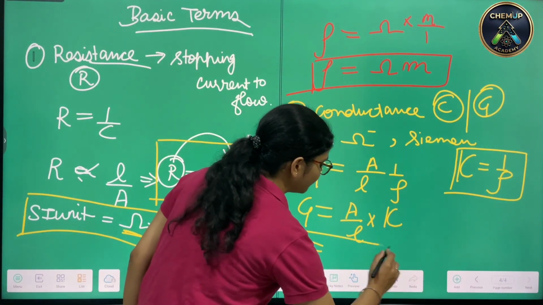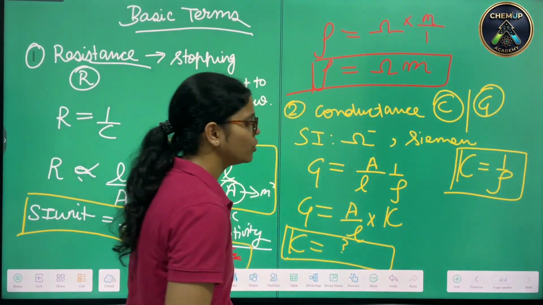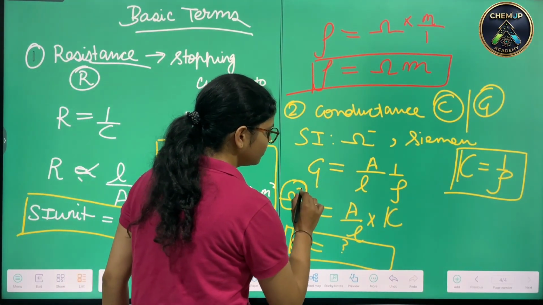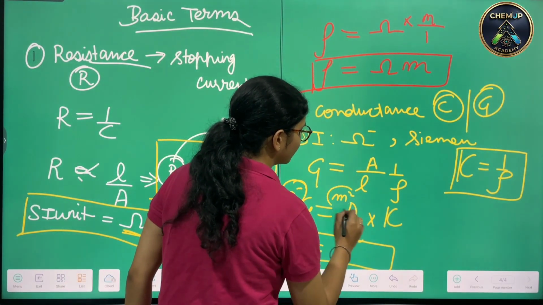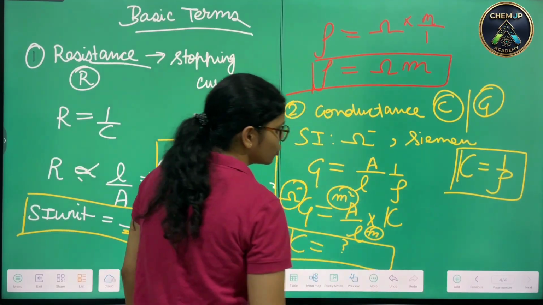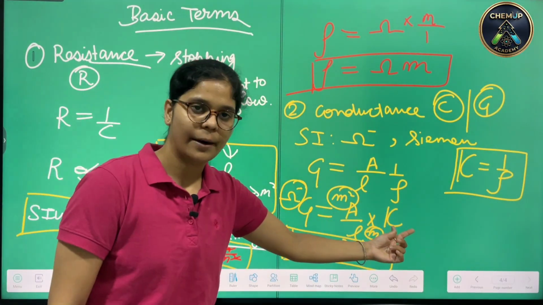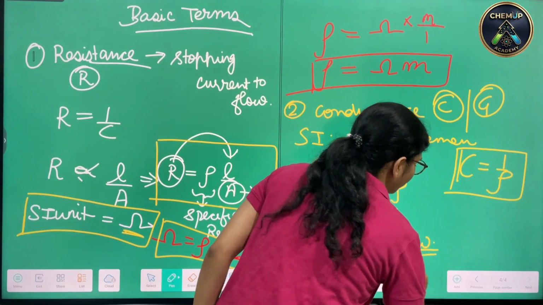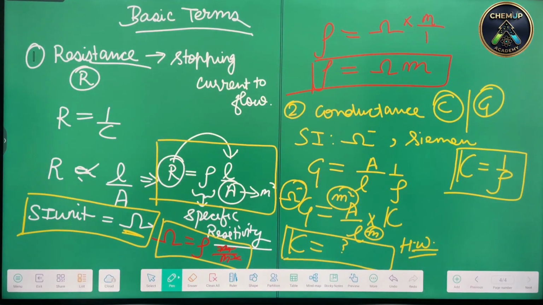So this shall be your homework, to let me know the units of kappa on placing the units here. Here we have ohm inverse, here we have meter square, and here we have meter. So like this you can calculate the unit of kappa, and you can comment me down. This shall be your homework. Alright, so you may take a screenshot for it.